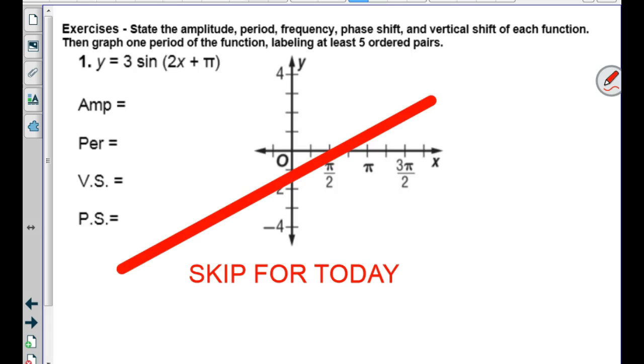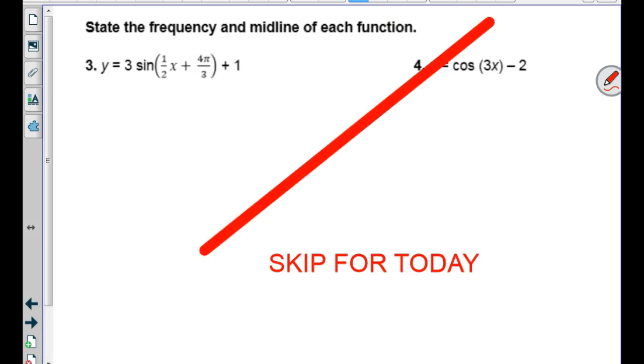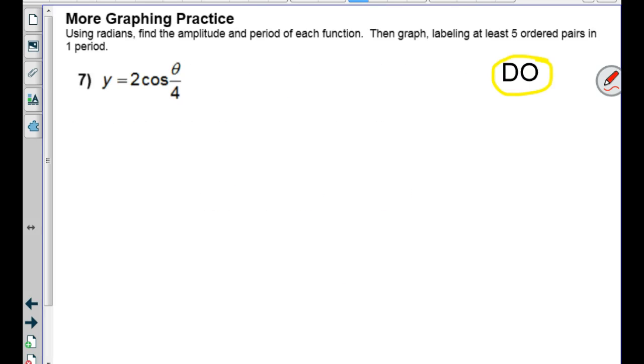And I am skipping all the way to number 7. Find number 7, it's on the back.